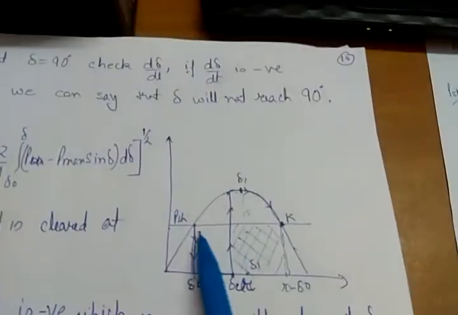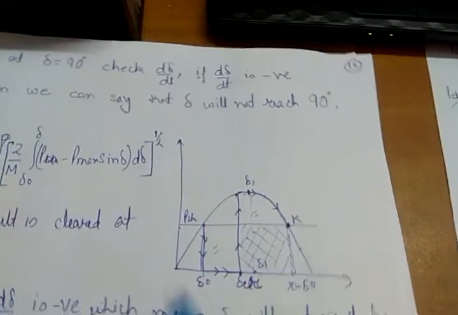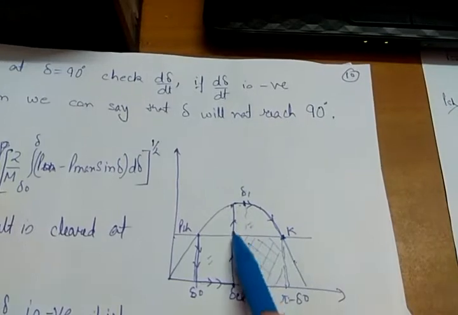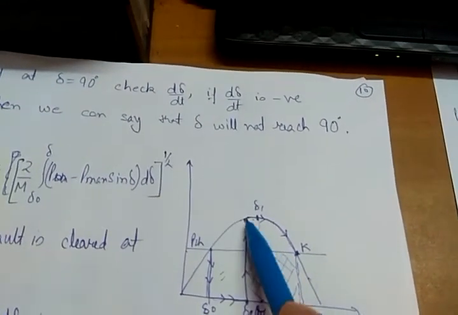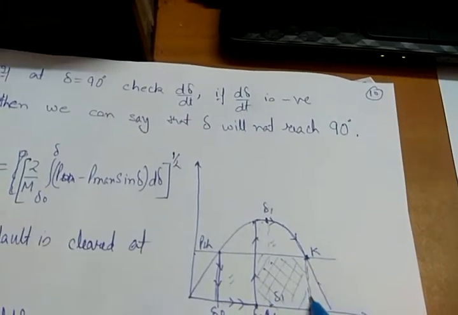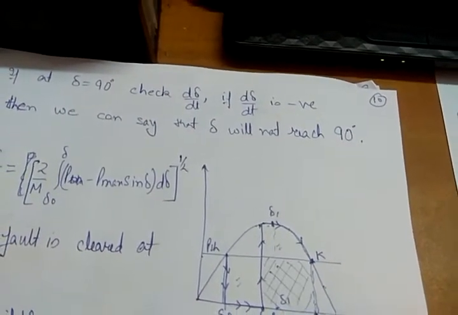So I am saying, what is the area under this? It is nothing but P shaft into delta CR minus delta naught. And what is the area on this side? This area is nothing but the area under this whole curve minus this area. So what is the area under this whole curve from delta CR to pi minus delta naught?